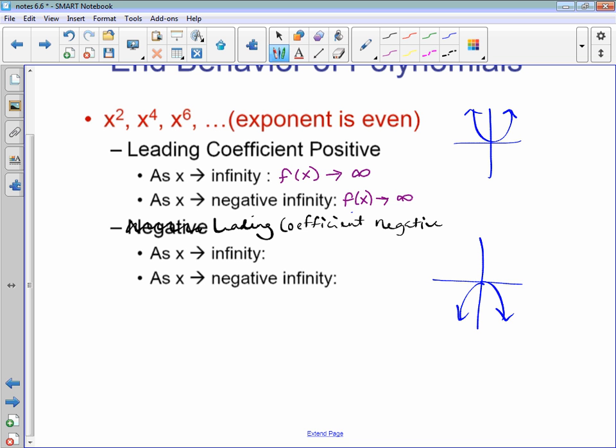All right, when your leading coefficient is negative on an even function, it just gets flipped over, right? So as x approaches infinity, where does y or your f of x go? Negative infinity. And as x goes to negative infinity, where does your graph go?